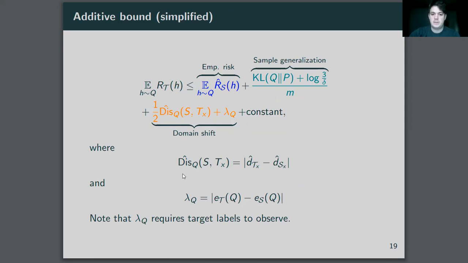These are just constructions of the two quantities that we showed before. However, you should note that this lambda q here is not really observable without target labels. So unless you have that, you cannot actually estimate what this is. You're just resigned to assuming that it's small and moving on. So we will keep this in mind when we look at the results.